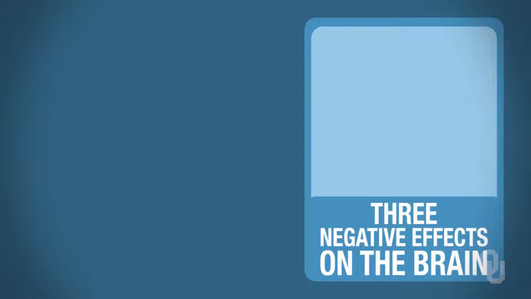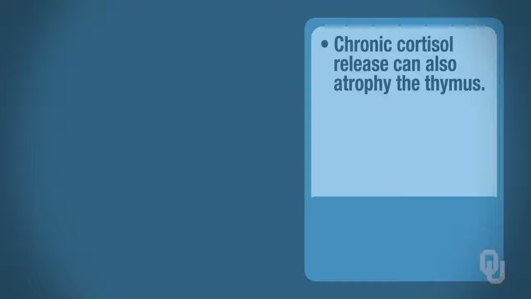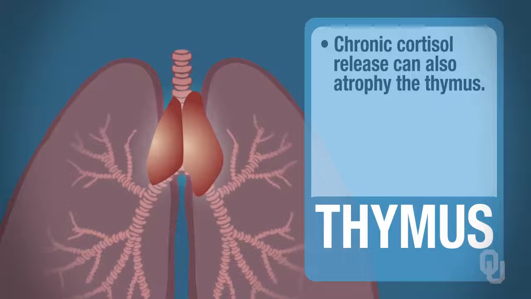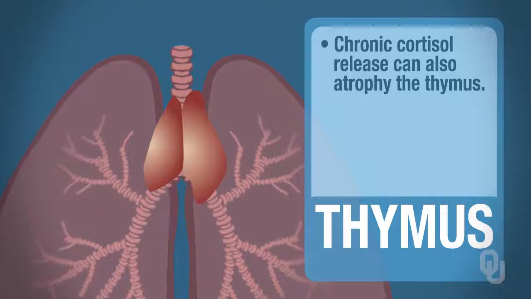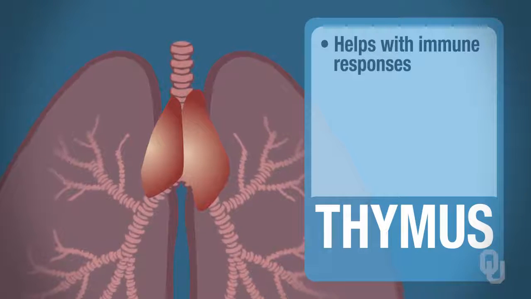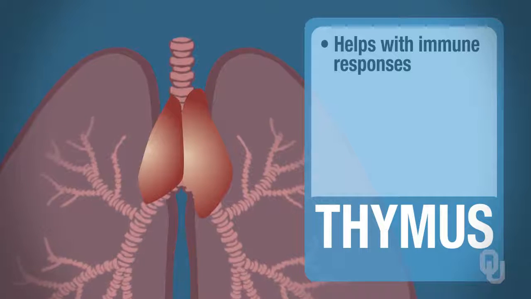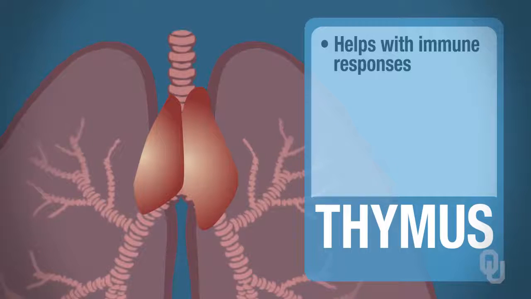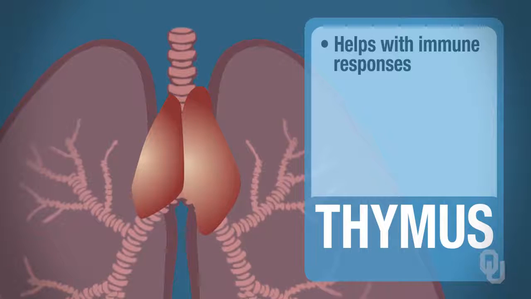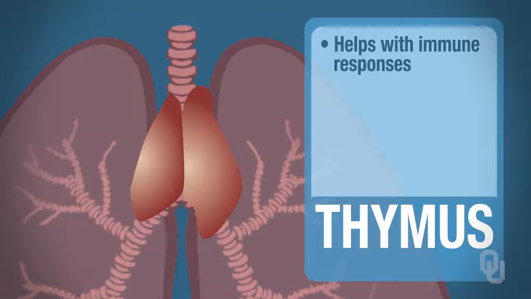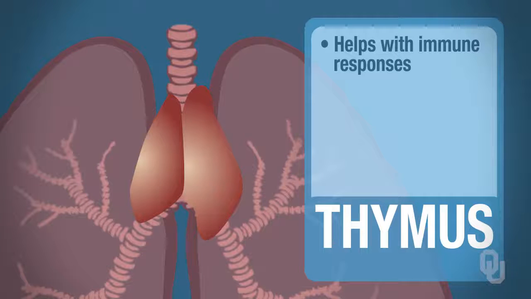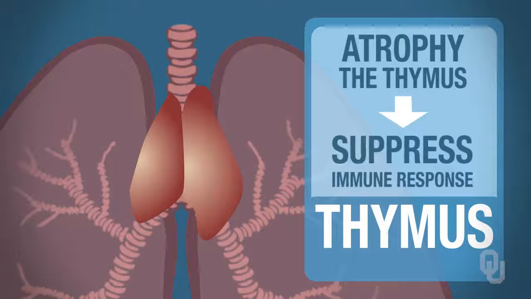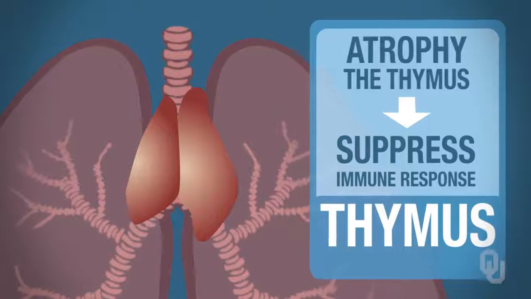Now, chronic cortisol release can also atrophy the thymus. The thymus is very important because the thymus helps with your immune responses. So if cells of the thymus are being destroyed, like the cells of the hippocampus were, the thymus can no longer function in terms of the immune system. So you atrophy the thymus, you suppress the immune response.